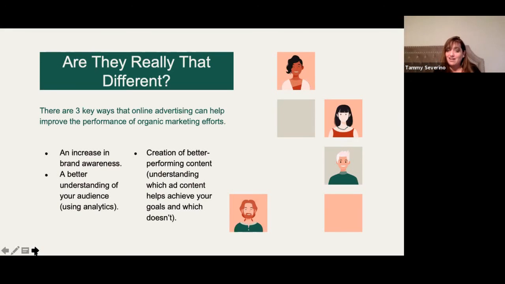understanding what ad content is helping you achieve your goals and what ad content is not. So all of those things can then translate into the organic efforts, your content marketing, your social media posts, all the things you're putting on your website. If you're sending out email newsletters, things like that, it's helping you to really define and create a better relationship with your customers and your prospects.